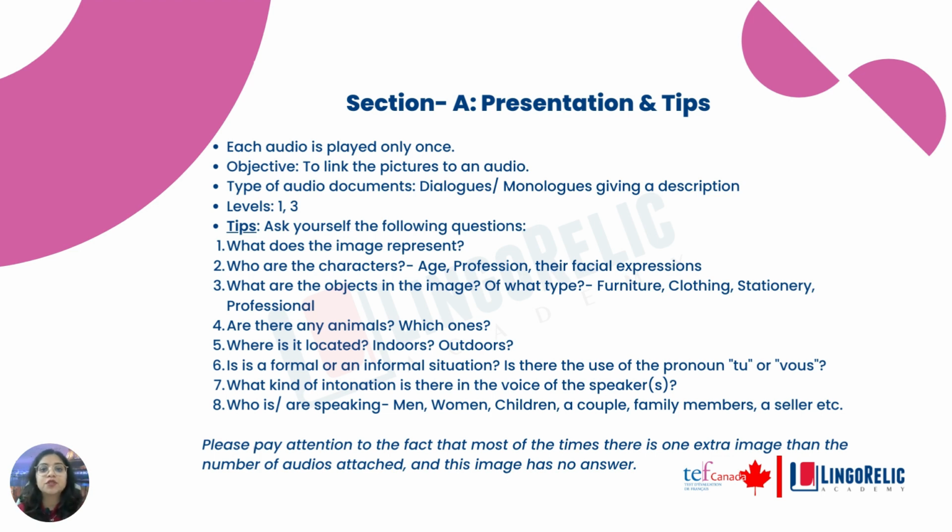So here are some tips to deal with the section A type questions. You should ideally ask yourself the following questions. The first one, what does the image represent? Look at the image carefully and check what are the objects involved in it.